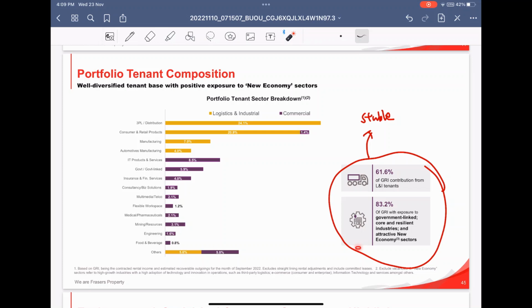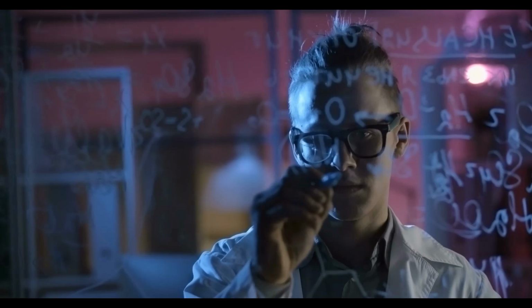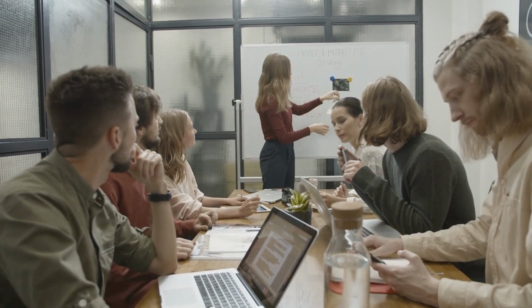And you can see that 83.2% of the GRI with exposure to government-linked cores, resilient industries attract new economic sectors. So this is referring essentially to L&I sectors and government-linked companies. So because of this, 83.2% of the income is actually quite stable, which is a good thing, but we should always take this as a pinch of salt because this is for management, and sometimes REITs they do slides in order to make it look nice so that it sells to shareholders to support them.